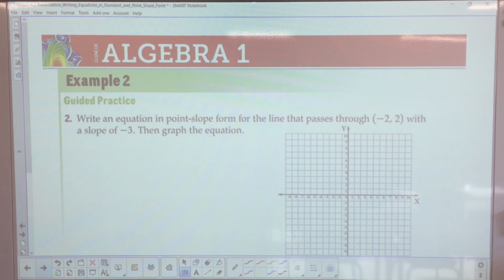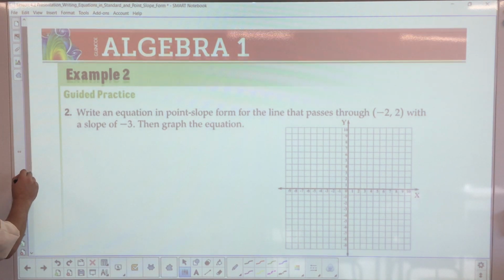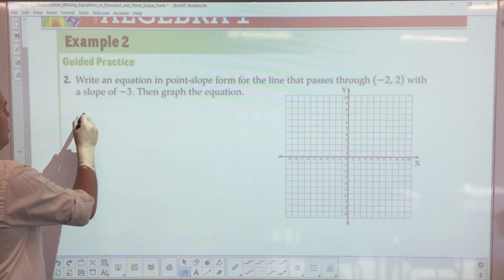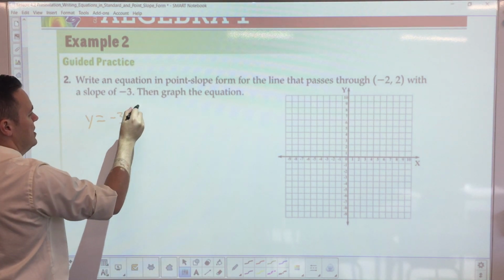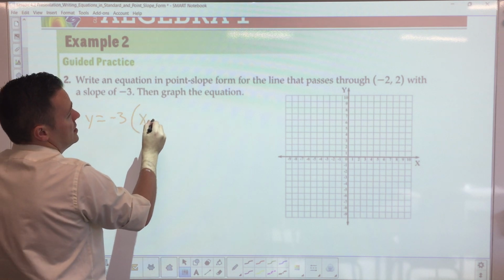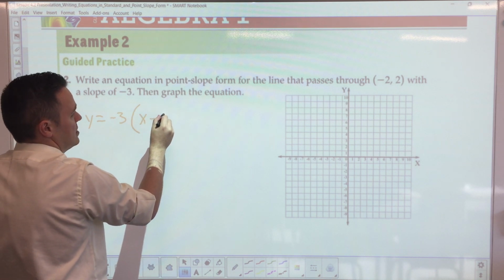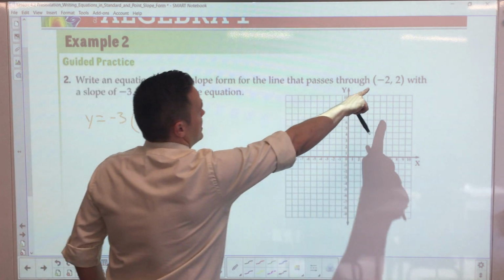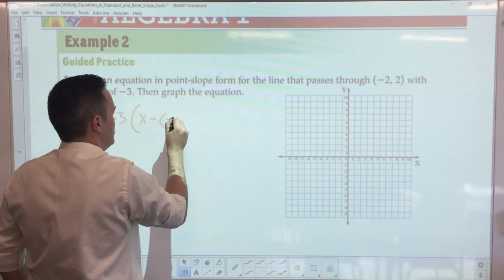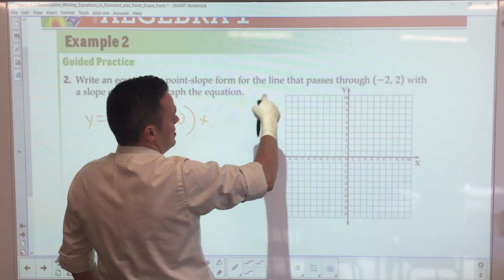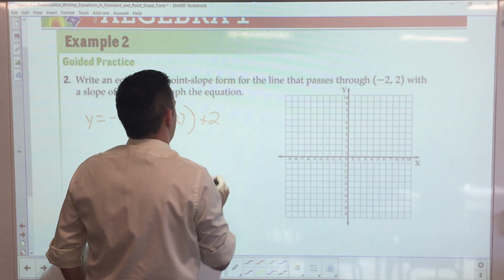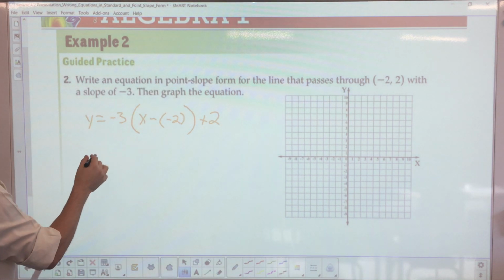All right, write an equation in point slope form that passes through this point. So y equals, my slope is negative 3, bracket, x, and then it is minus, my x value in this is going to be negative 2. What's the deal with this and all these negatives, huh? Plus my y value of 2. Now you combine everything together.